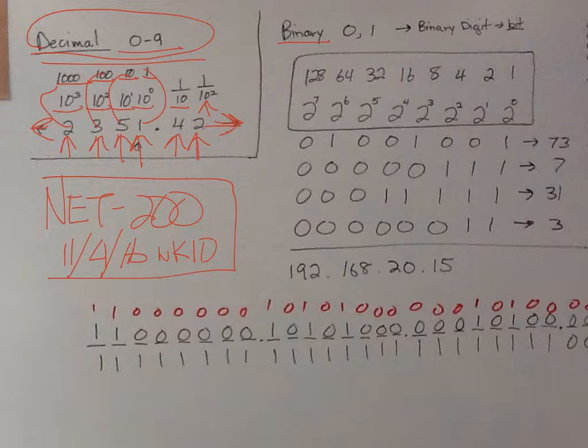Computers use binary, so they use digits 0 and 1, called a binary digit, or referred to as a bit. So the same system works. 2 to the 0 would be 1, because anything raised to the 0 is 1. 2 to the first is 2. 2 squared is 4. 2 times 2 times 2 is 8. 2 to the fourth would be 16. 2 to the fifth is 32. 2 to the sixth is 64. 2 to the seventh is 128.